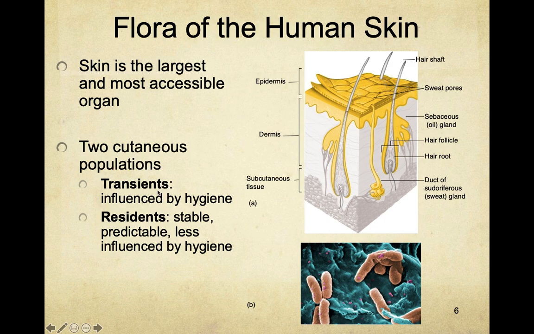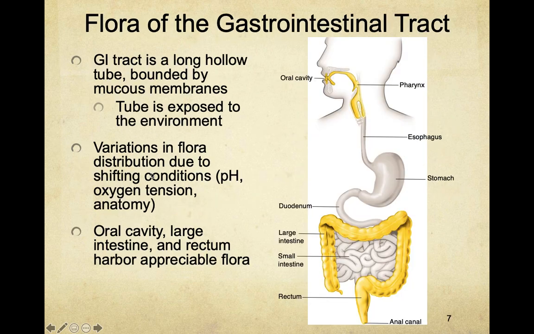So transients versus residents. Residents are things that are supposed to be there. You expect them to be there. You know what you're looking for, that you know they're going to be there. And then transients are species that come in throughout the day, very easily removed by washing your hands, hand sanitizers and things like that. These guys are more likely to cause disease. They're not supposed to be there. They're a little more likely to be different versus your residents, which are a little more stable. They're less likely to do that so much.